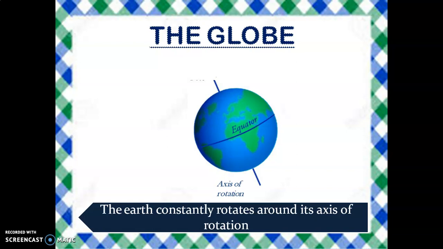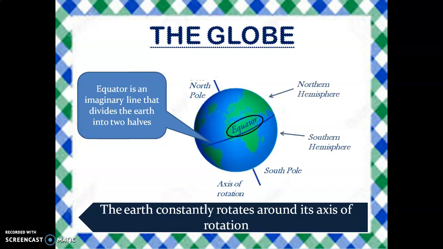The two extreme points of the axis are called north and south poles. You can see in this picture that this is the North Pole and this is the South Pole. Midway between the poles is an imaginary line circling the Earth, and it is called the equator. So here, this is the imaginary line which is passing through the center of the Earth. That is called the equator. And this equator divides the Earth into two equal halves, and those are called hemispheres.